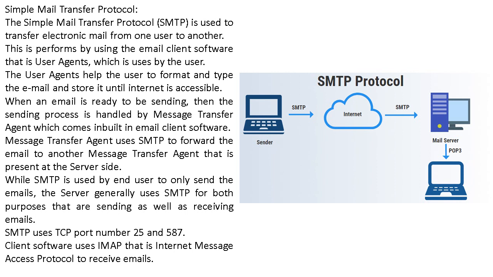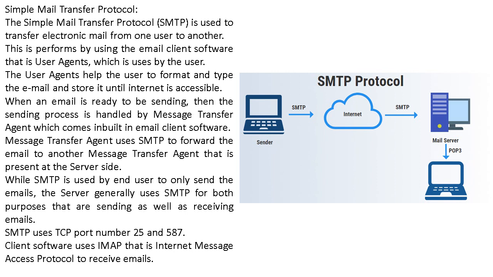Simple Mail Transfer Protocol, known as SMTP, is used to transfer electronic mail from one user to another user. This is performed using email client software, that is user agents, which are used by the user. The user agents help the user to format and type the email and store it until the internet is accessible. When an email is ready to be sent, the sending process is handled by the message transfer agent, which comes inbuilt in the email client software.